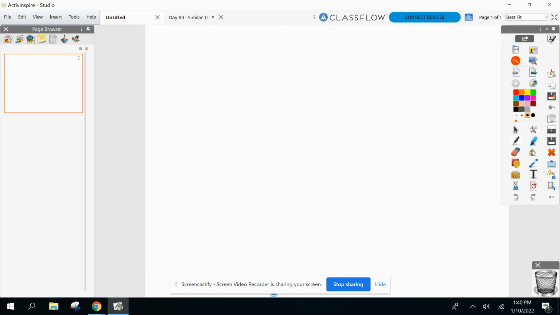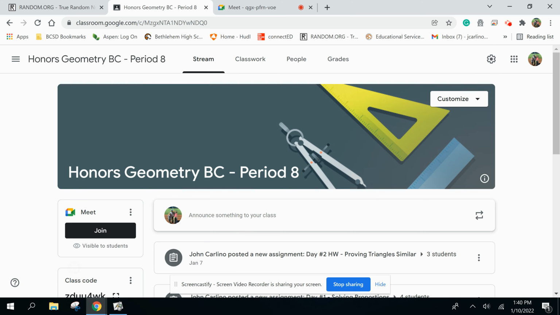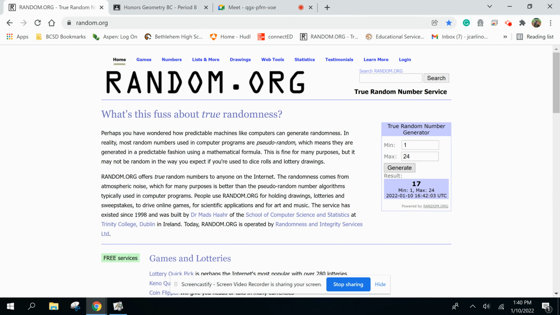I'm not ready for proofs yet. If you have to look back in your notes, look back in your notes. One method of proving triangles similar.